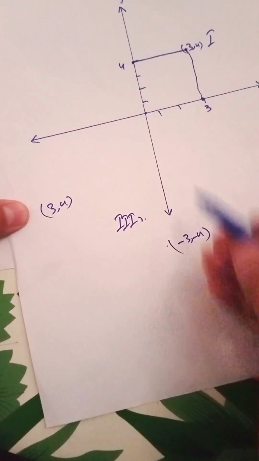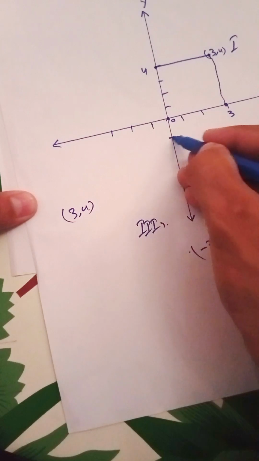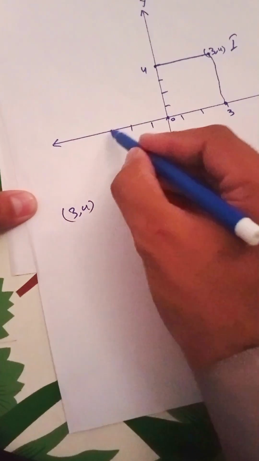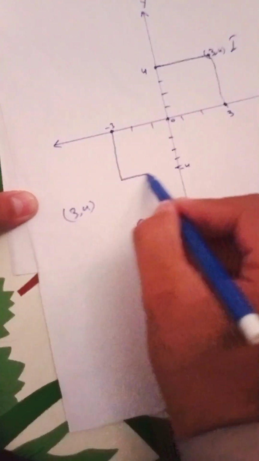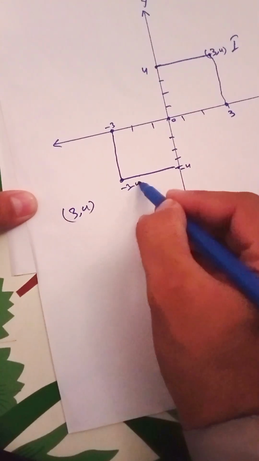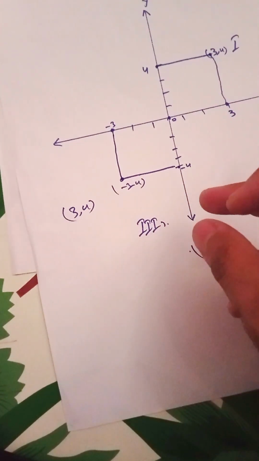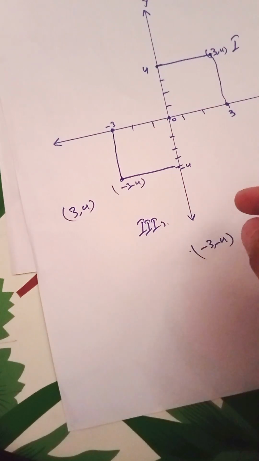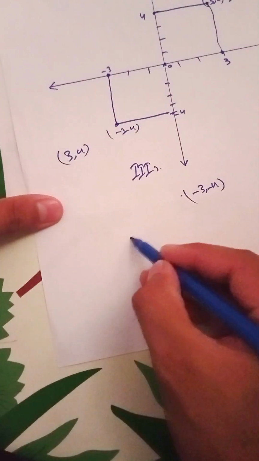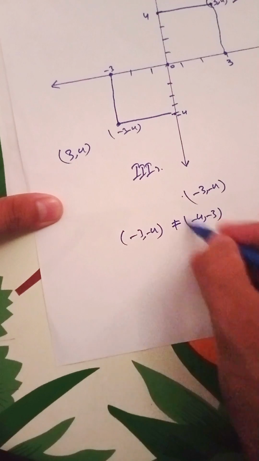In the third quadrant, 3 units to the left of the origin, this is the origin, 3 units to the left of the origin, 1, 2, 3, and 4 units down from the origin on the y-axis, 1, 2, 3, 4. So here is the -3 and here is -4. So this is the point where -3 and -4 are located. So this is how you can locate a certain point in the Cartesian coordinate system by using ordered pairs. But keep in mind that (-3, -4) is not equal to (-4, -3).